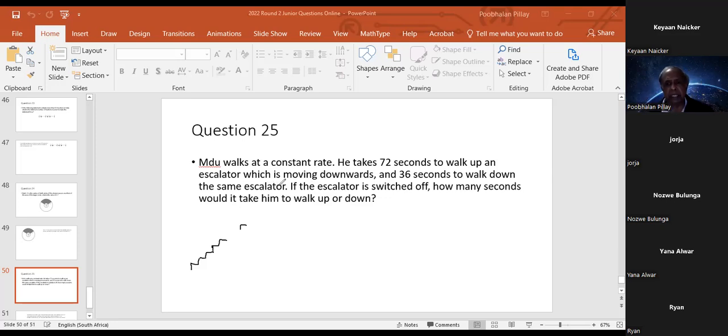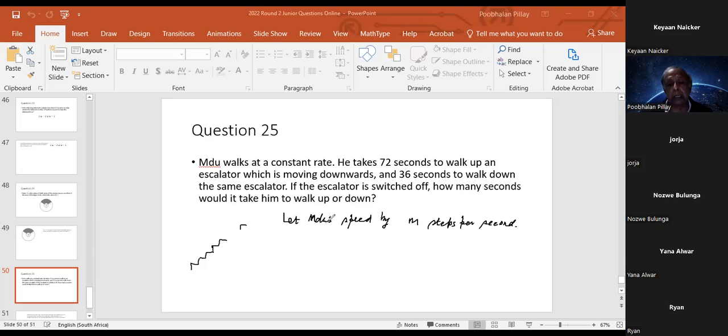So his speed you measure in steps per second. So we don't know what his speed is. So we'll let his speed be, say m, again it's a counting number. So I put m steps per second. So in 1 second, it covers m steps.